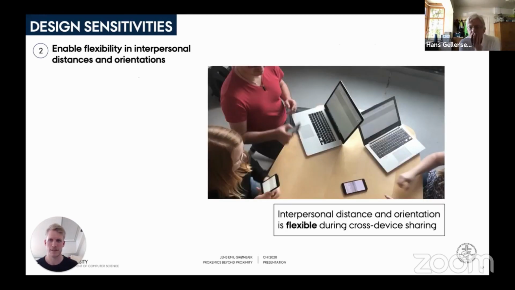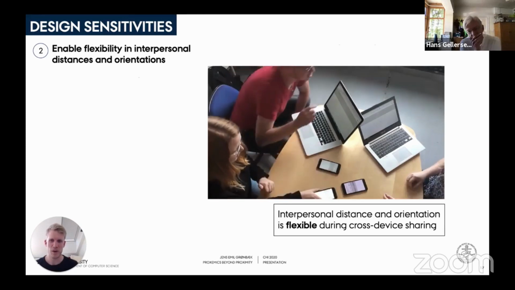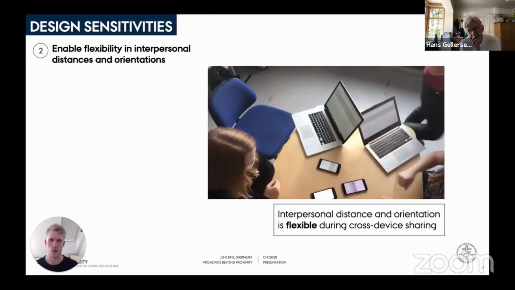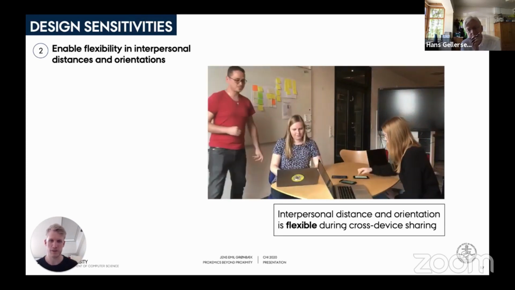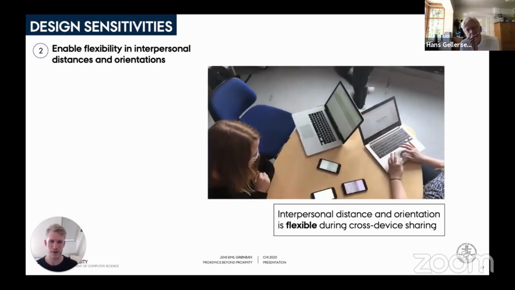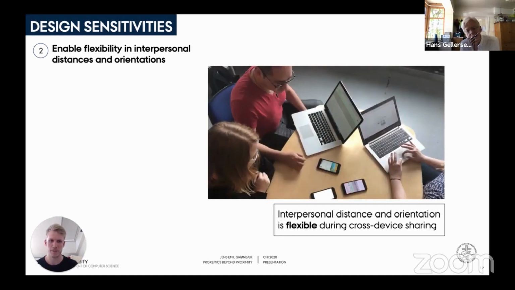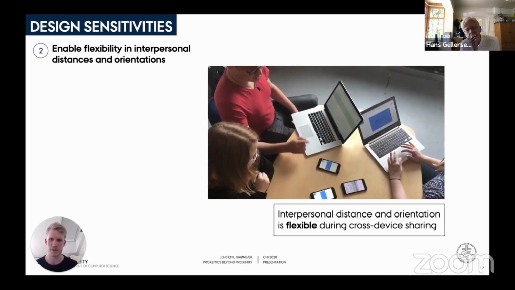The second sensitivity is to enable flexibility in interpersonal distance and orientation. And notice in this clip how Bob can move away from the group space while his phone is still opted in. This shows the flexibility of action when the sensing is based on explicit interaction with the devices and not implicit detection of distance and orientation between people.